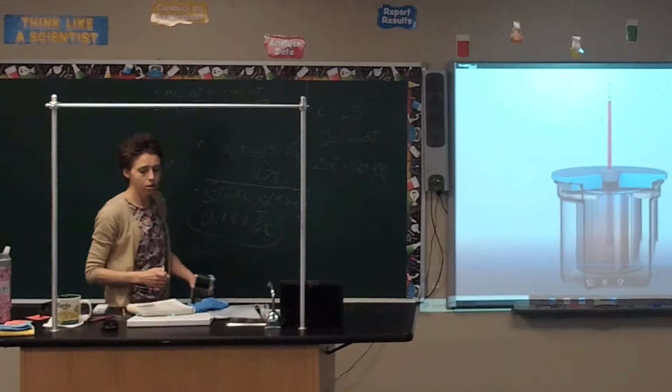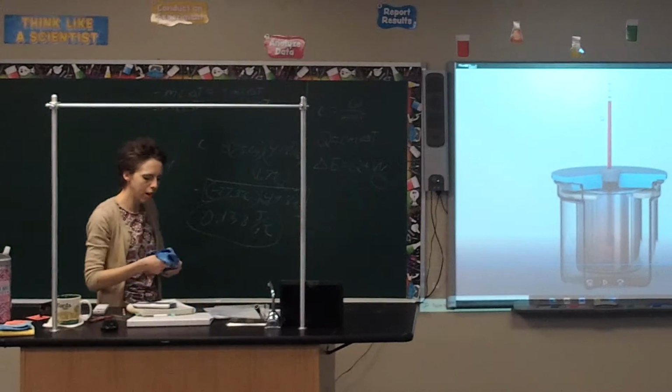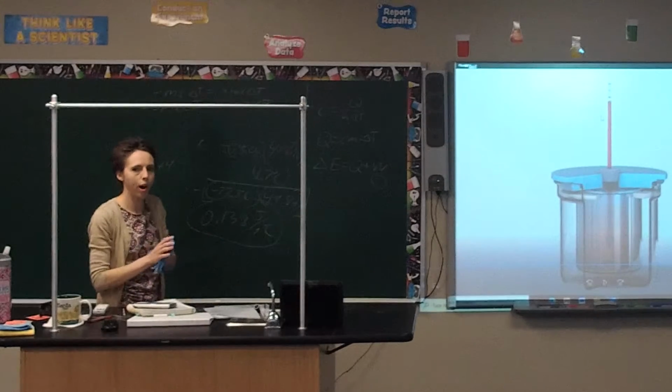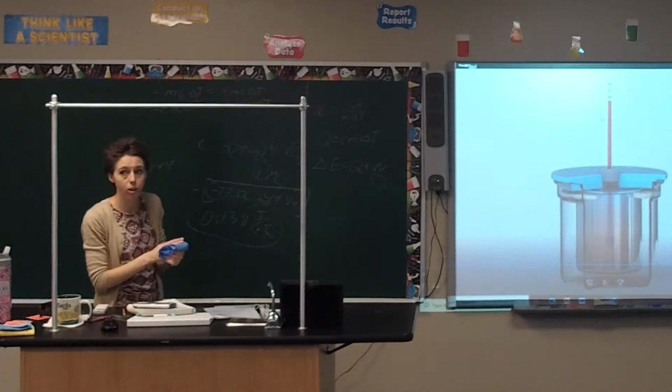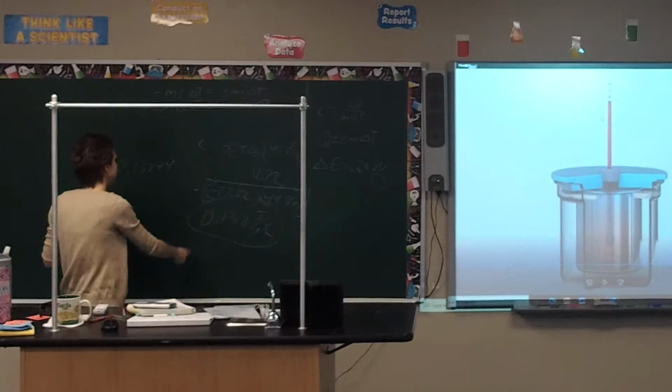As a side note, your specific heat is always a positive value, so if you got a negative number, it means you messed up somewhere. So just be careful as you're going through it. You don't want to accidentally mess it up. So you should always have a positive value for a specific heat.